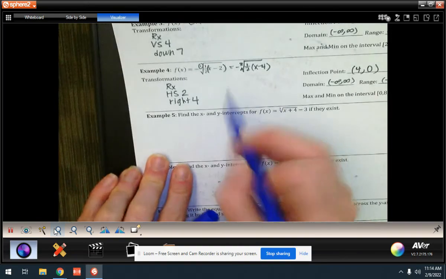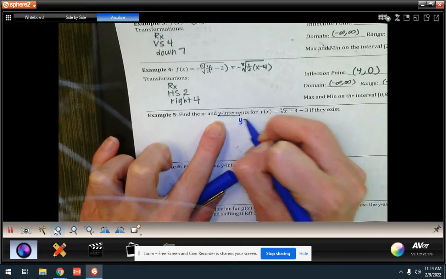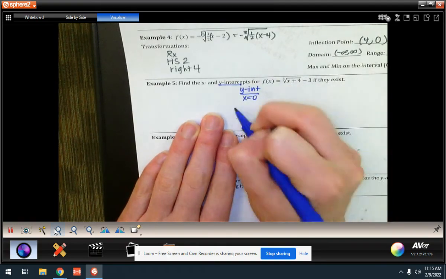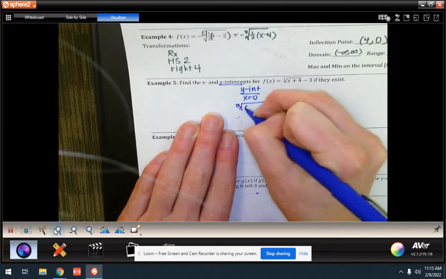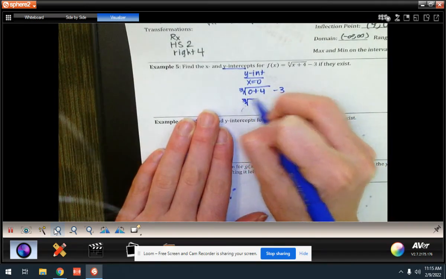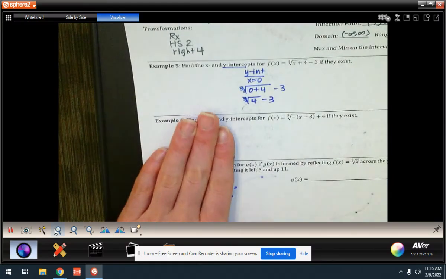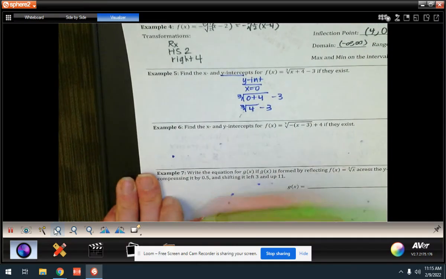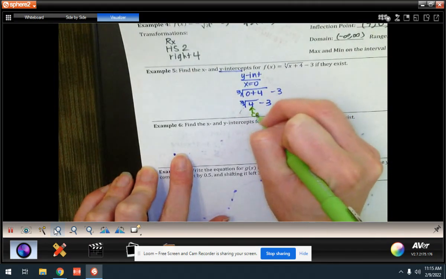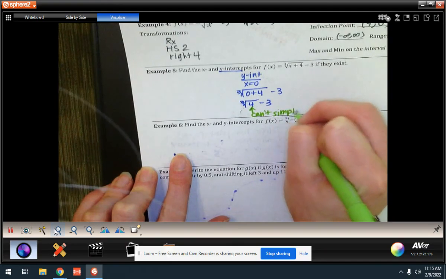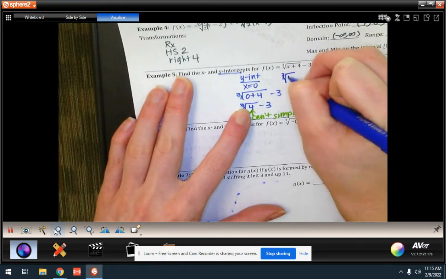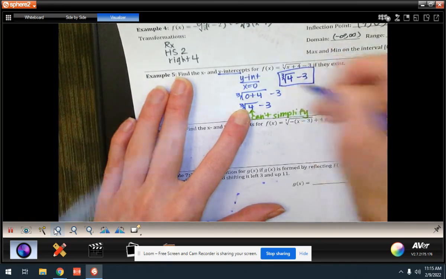Okay, so starting with the y-intercept, we plug in 0 for x. So that gives me cube root of 0 plus 4, and then a -3 outside the radical. Cube root of 0 plus 4 is just 4. And then when I get to this step, I ask myself, is 4 a perfect cube? It's not. So we can't simplify, and that tells us our answer is going to be left in terms of a cube root. So cube root of 4 minus 3 is our final answer.